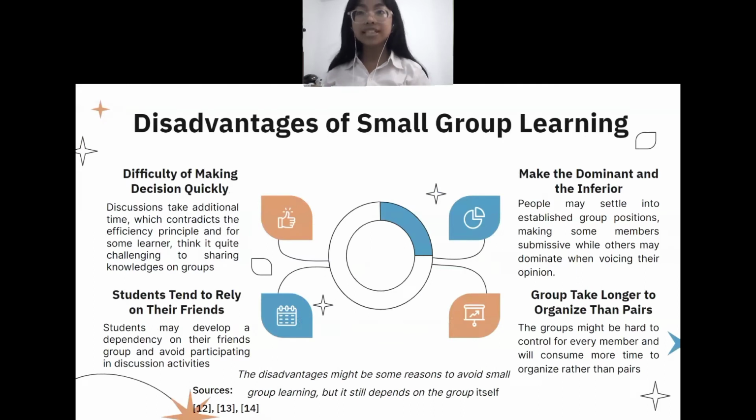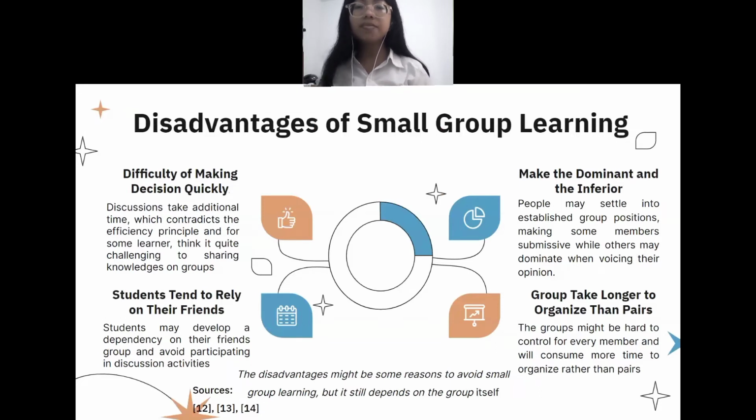Okay, thank you for the opportunity given to me. So I would like to present about the disadvantages of small group learning. Number 1 is difficulty of making decisions quickly. Discussion takes additional time which contradicts the efficiency principle, and some learners think it is quite challenging to share knowledge in a group. Number 2 is students tend to rely on their friends. Students may develop a dependency on their friends group and avoid participating in discussion activities.